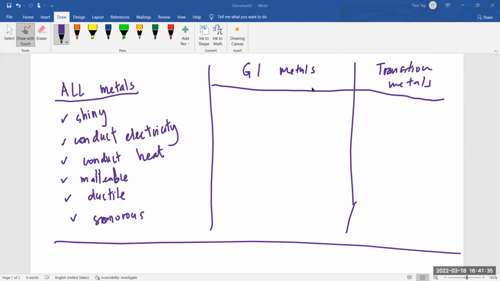What's the last word? Sonorous. Let me write it down again. Sonorous means it's like a bell. When you hit it, it makes a clanging sound. Okay.